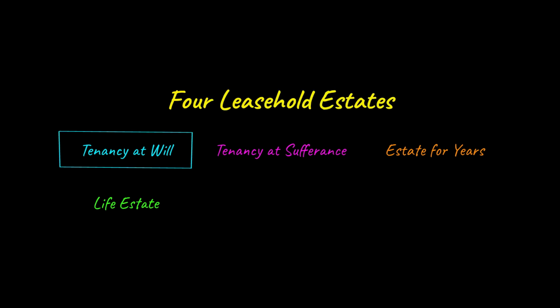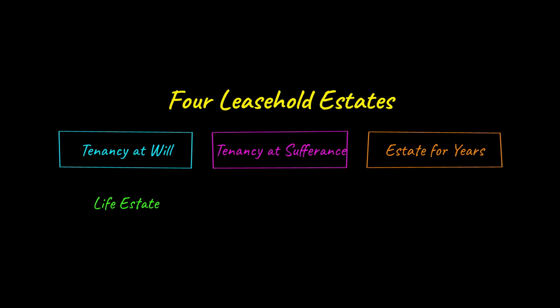Examiners love blurring these four together. Tenancy at will means consensual, open-ended occupancy. Tenancy at sufferance means holding over without consent after a lease ends. An estate for years has a fixed term that expires automatically with no notice needed, and a life estate is an ownership interest measured by a lifetime, not a mere tenancy.